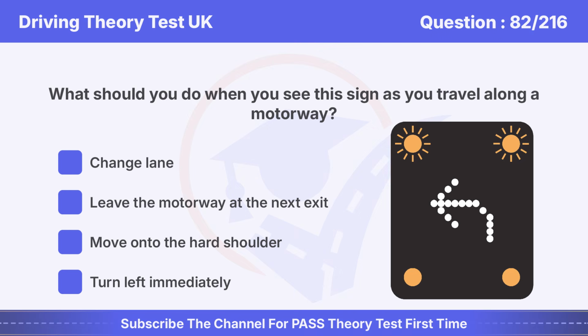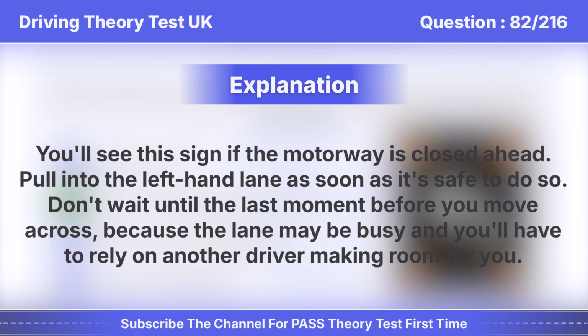Question 82. What should you do when you see this sign as you travel along a motorway? Answer is B. Leave the motorway at the next exit. You'll see this sign if the motorway is closed ahead.